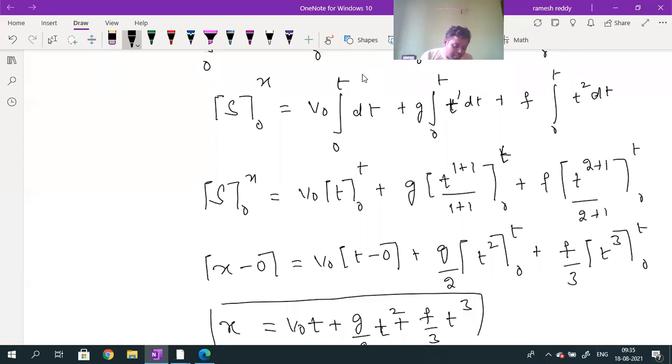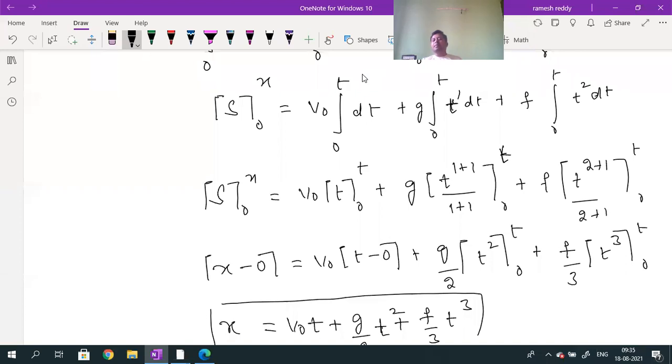So is the integration constant required or not required? Not required. Then here I am writing the limit. Upper limit value x, lower limit value 0. v naught into upper limit value t, lower limit value 0. Then g by 2 into t square, 0 to t, plus f by 3 into t cube, 0 to t. Okay? Then after that, substituting the limits.